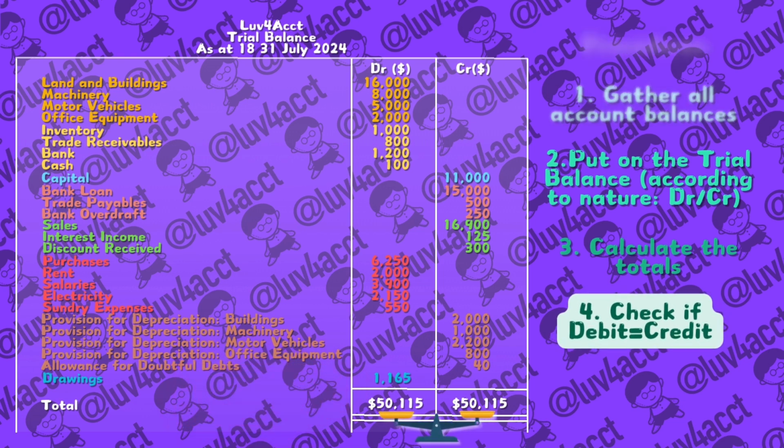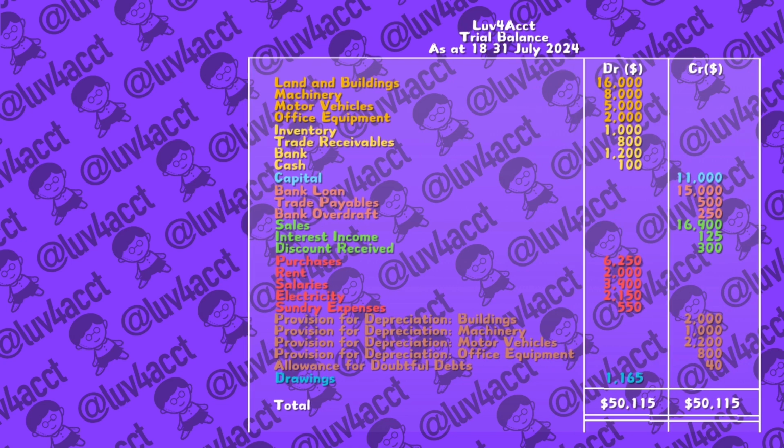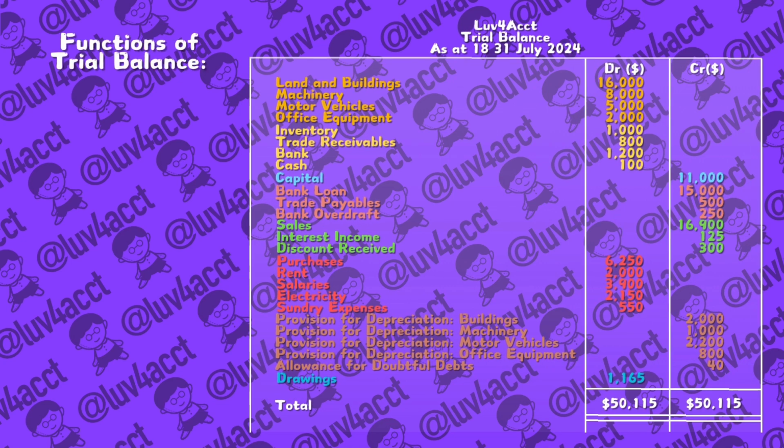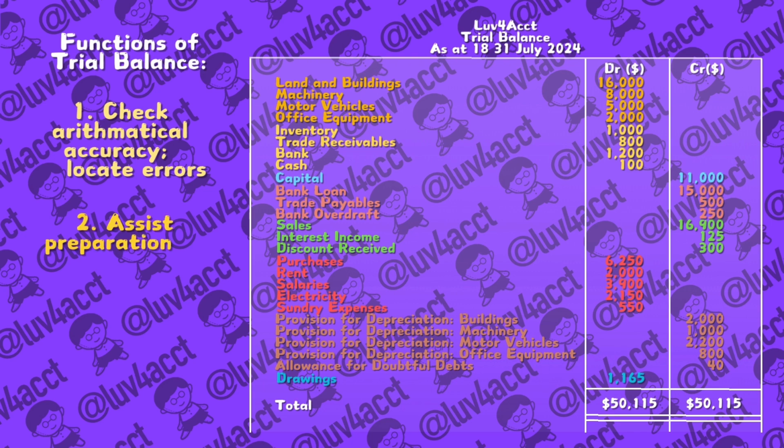A trial balance is a list of balances taken from the ledger accounts at a specific point of time, often prepared at month end. It is primarily used to check the arithmetical accuracy of the double entry system in accounting and subsequently help to locate errors if it fails to balance. If it does balance, it then acts as an intermediate step in the preparation of the financial statements.